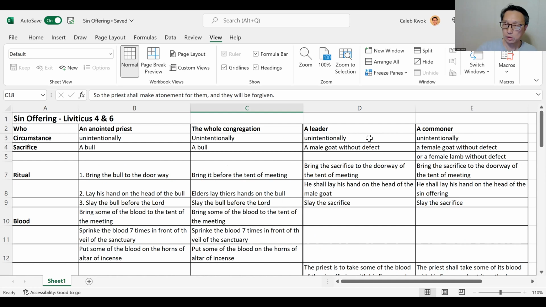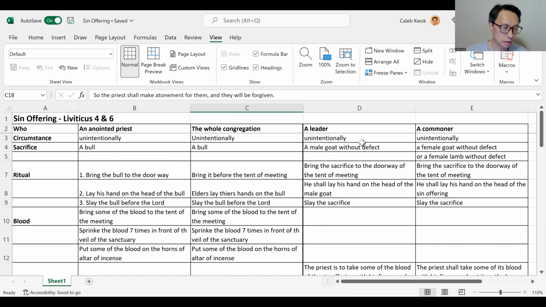Let me also use it to contrast with a commoner. A commoner, when they make an offering, needs to offer a female goat instead of a male goat. Either case, the sacrifice needs to be without any defects. For a commoner, in addition to the female goat, he may choose to offer a female lamb.